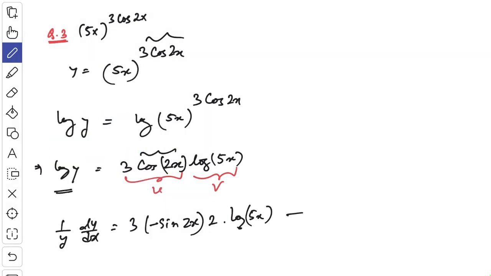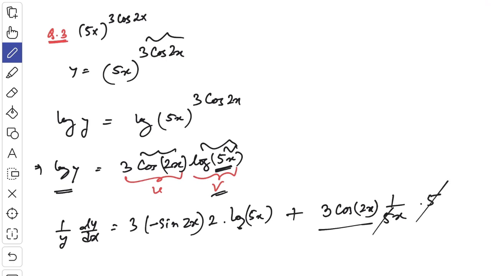Next part is plus, now the first function, that is 3 cos 2x, times the derivative of this v. So this is u into derivative of v. The derivative of log of x is 1 by x, but here we have 5x, so we will get 1 by 5x, and again if you differentiate this 5x, you will get 5. So here 5 5 come. This part is nothing but derivative of u into v, and this part is u into derivative of v. So what we have done, we have used the product rule, that's all.